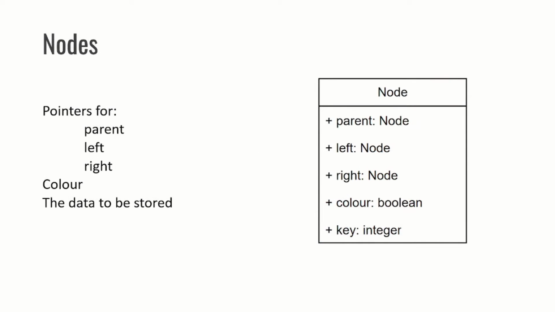So this is the node class that we had before, with the addition of a color property. We're still going to maintain a pointer to the parent, left and right children. We're still going to have the key, which is the data. We're just going to keep a Boolean, 0 or 1, to represent the color. 0 is black, 1 is red.